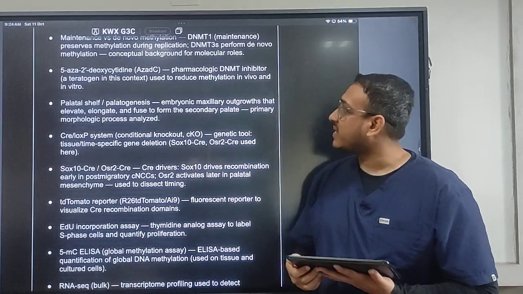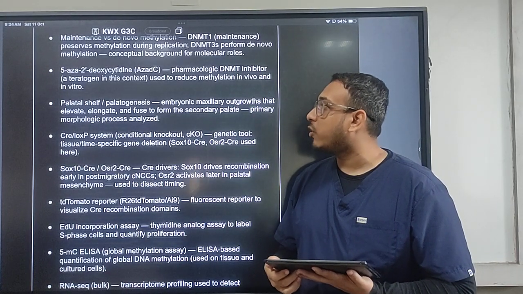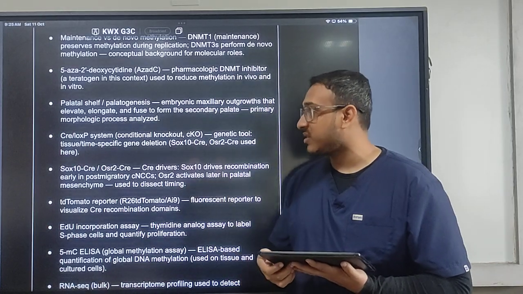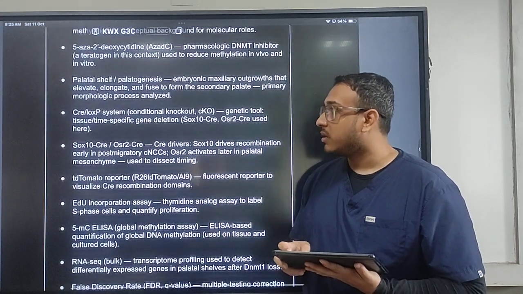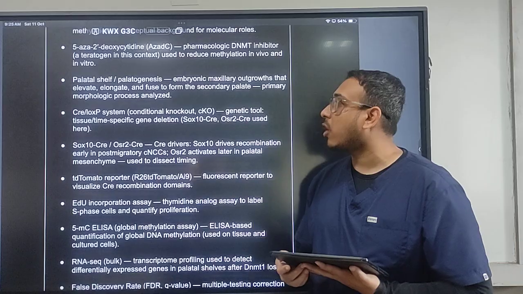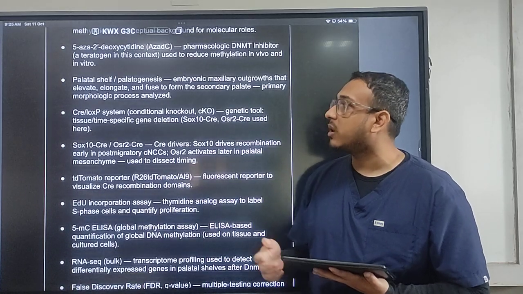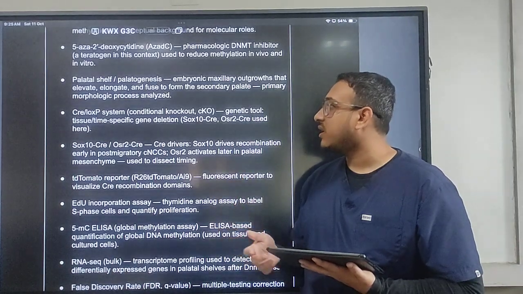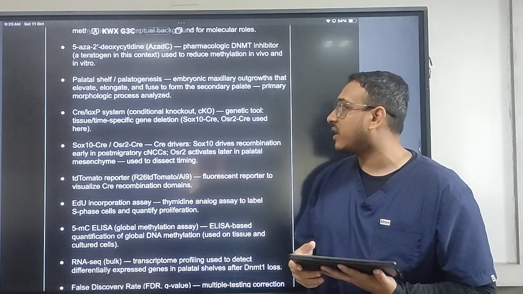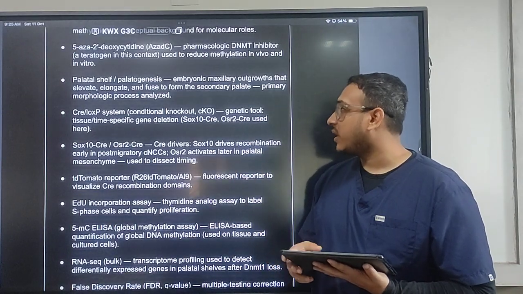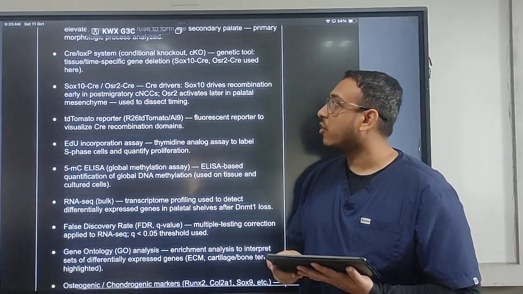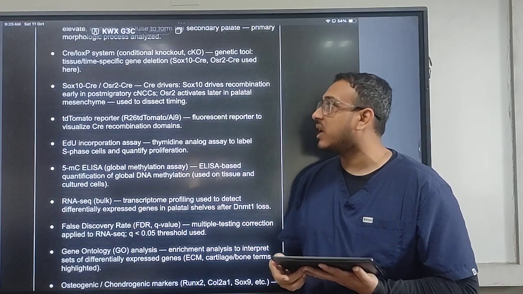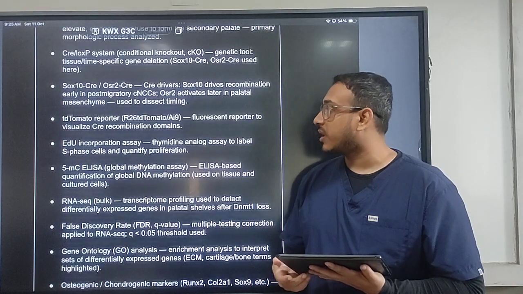The palatal shelf and palatogenesis: the palatal shelves are the embryonic maxillary outgrowths that elongate and fuse to form the secondary palate. This primary morphologic process was analyzed in this study. The Cre-loxP system, a conditional knockout or CKO, is a genetic tool for tissue and time specific gene deletion. In this study, they used Sox10-Cre and Osr2-Cre. So what are they? Sox10-Cre derivatives drive recombination in early post-migratory craniofacial crest cells.